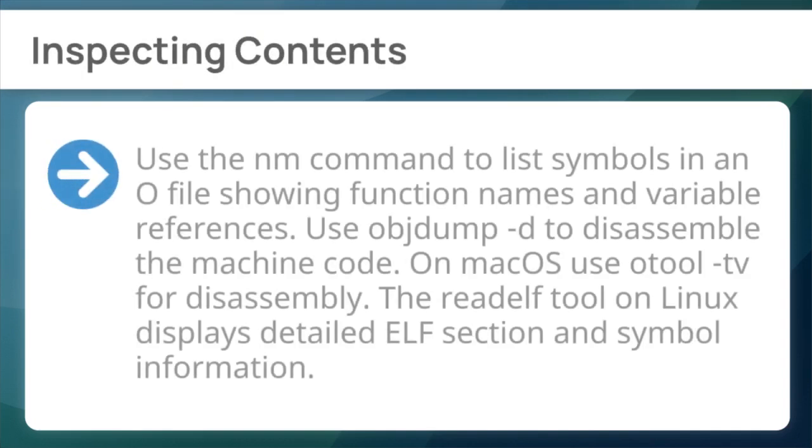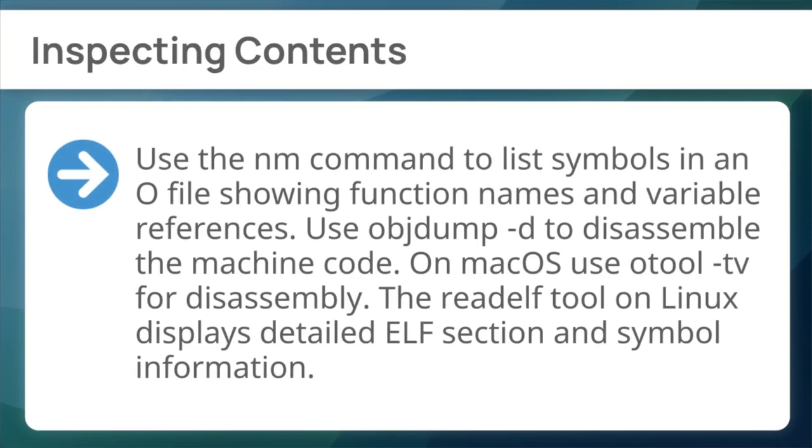Next, inspecting contents. Use the nm command to list symbols in an O file, showing function names and variable references. Use objdump -d to disassemble the machine code. On macOS, use otool -tV for disassembly. The readelf tool on Linux displays detailed ELF section and symbol information.